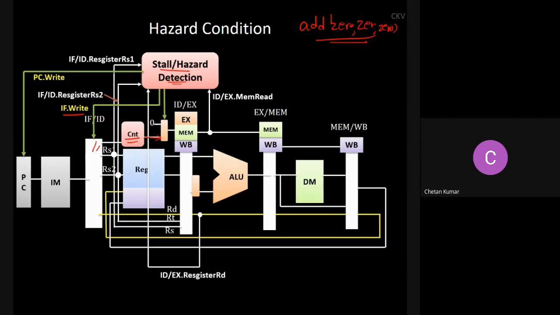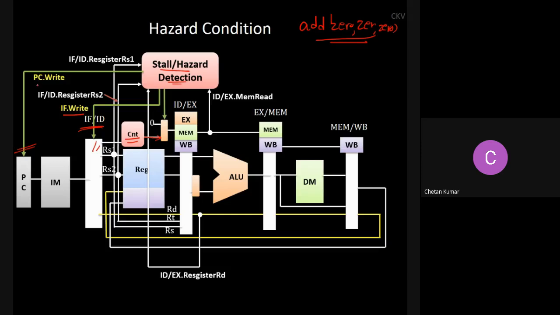Hence we say the control signals will be made 0 and sent whenever you want to stall, whenever the detection happens here. What you do is you just hold the contents of these two registers there, and you send 0 as the control signals for the next instruction, and the load will normally pass the control signals corresponding to it. So that is how the stall condition is implemented.